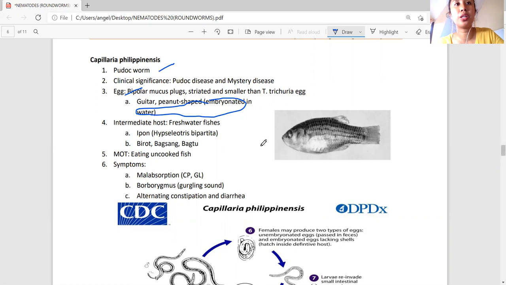These are the intermediate hosts of Capillaria, or other intermediate hosts: we have birot, bagsang, bagtu. The mode of transmission is eating uncooked fish, like kilawin. And class, one of the most unique features of Capillaria philippinensis is borborygmi, or gurgling sound. The stomach is noisy. Malabsorption is unique in Capillaria philippinensis and Giardia lamblia.